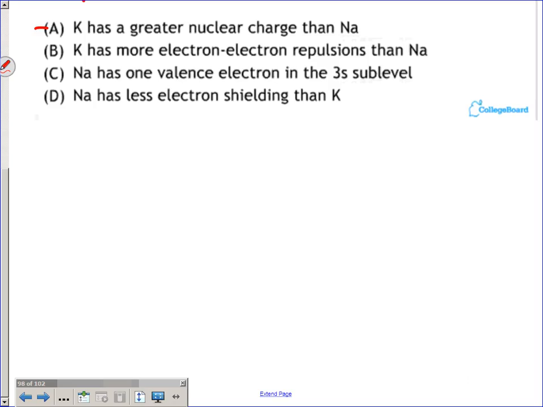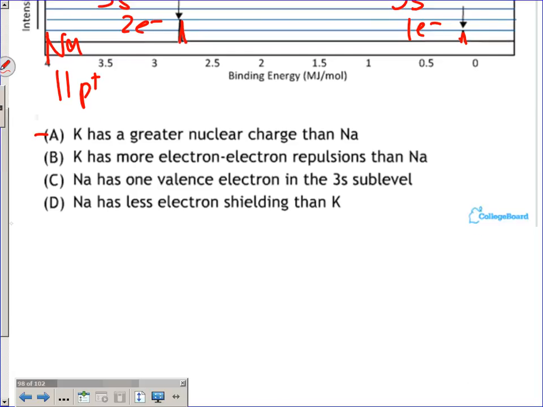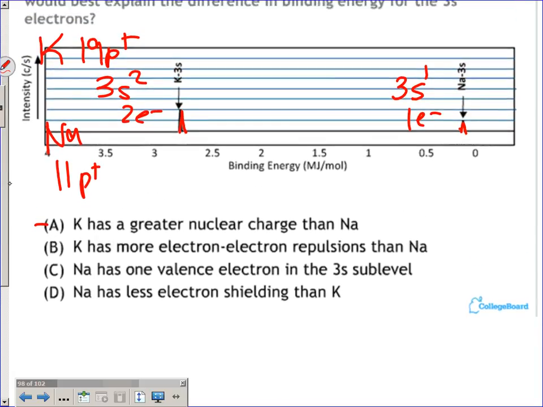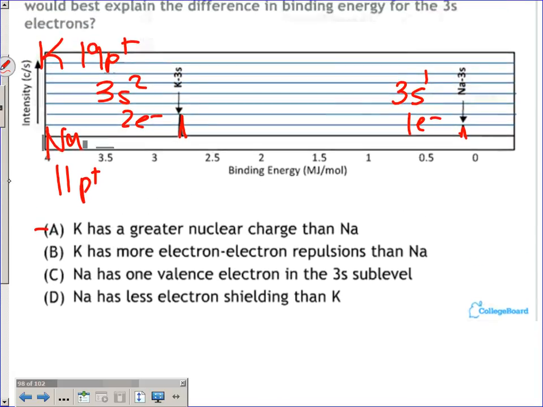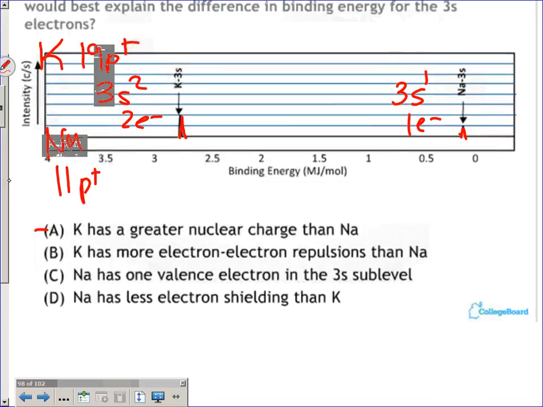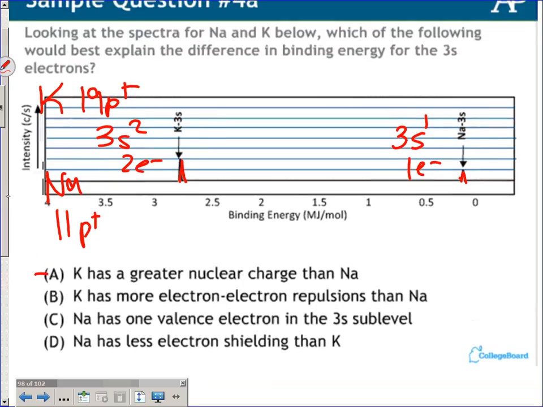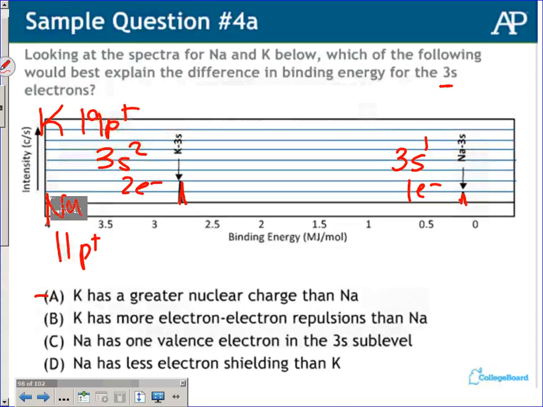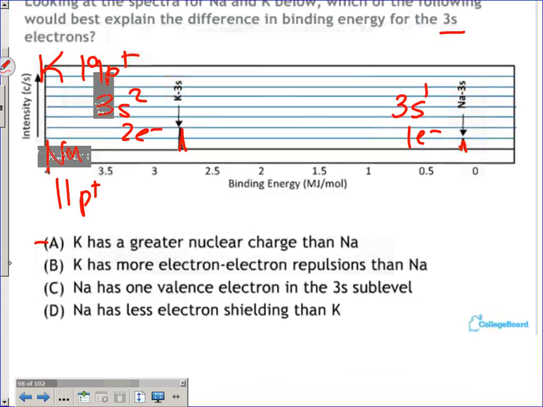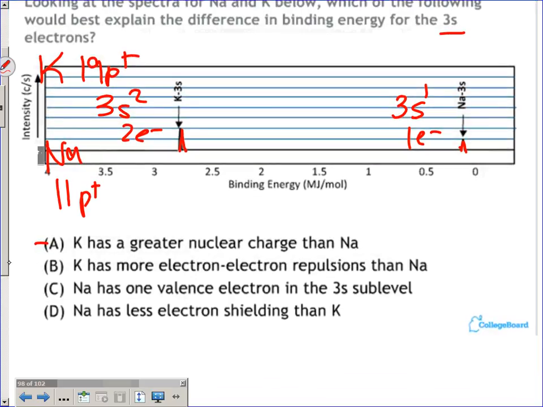And why would B be ruled out? Go for it, Levi. Why would B be ruled out? Well, that's valence electrons, but in this example it talks specifically about 3s. And we just said in this one there was 3s2 for potassium, and sodium is 3s1. So it's not that, but there was something else. Why is that wrong? According to the data.